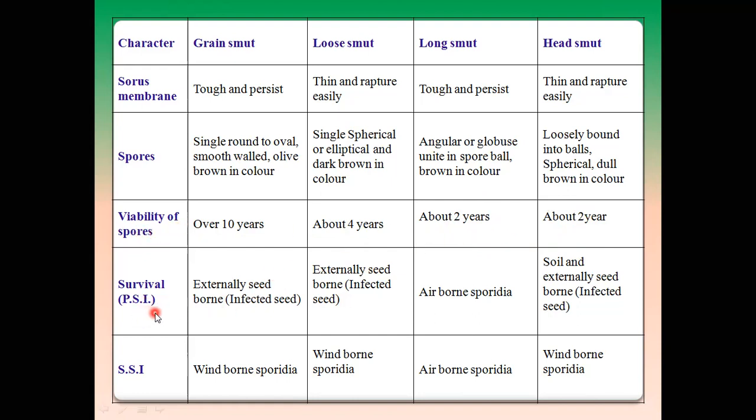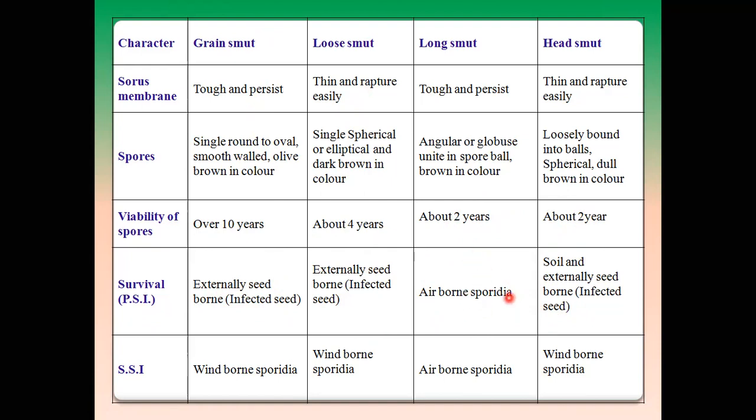Then the actual primary source of infection is internally seed-borne or infected seeds in grain smut, loose smut and head smut. But in long smut, the sporidia are released from the infected seeds.